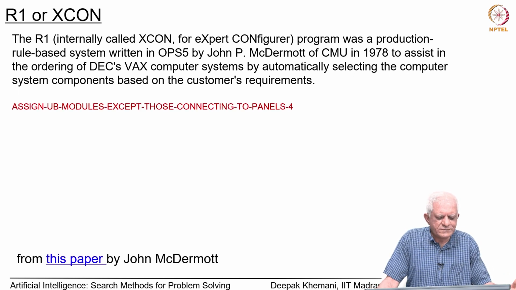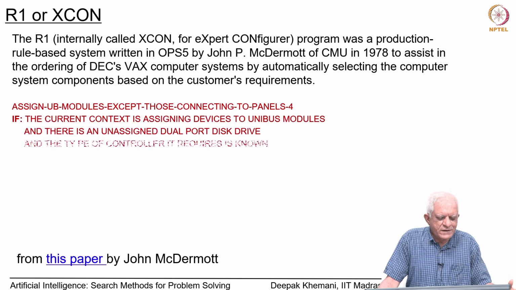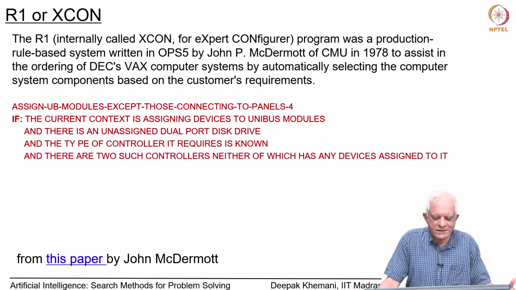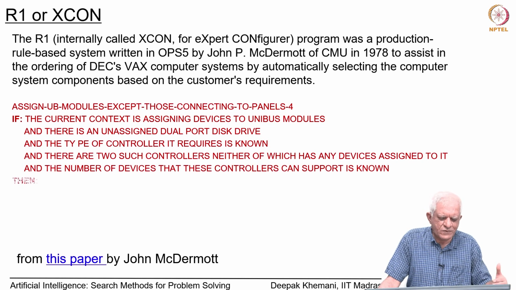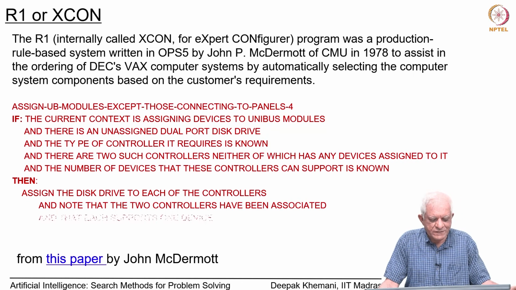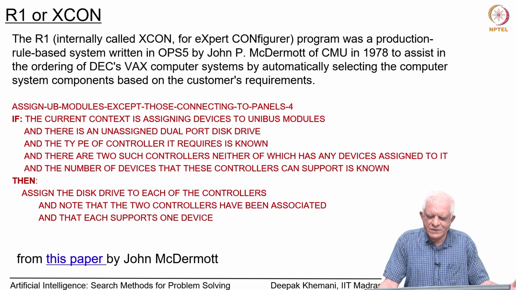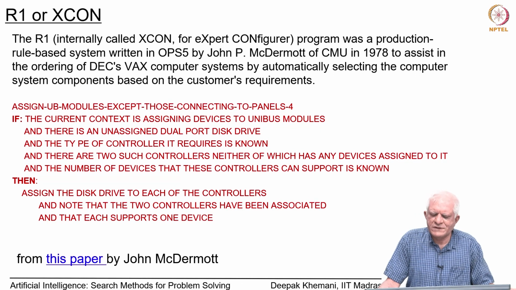So, here is a rule. It says assign some UB modules except those connecting to panels 4 if the current context is assigning devices to universe modules and so on and so forth. There are a set of conditions. There are 5 conditions on the left hand side. The second condition is there is an unassigned dual port disk drive, just like we talked about an unassigned student with rank and so on, and other conditions that we do not need to get into. We just want to understand that this is the kind of knowledge that rule based production systems wanted to capture and encapsulate and use for problem solving.